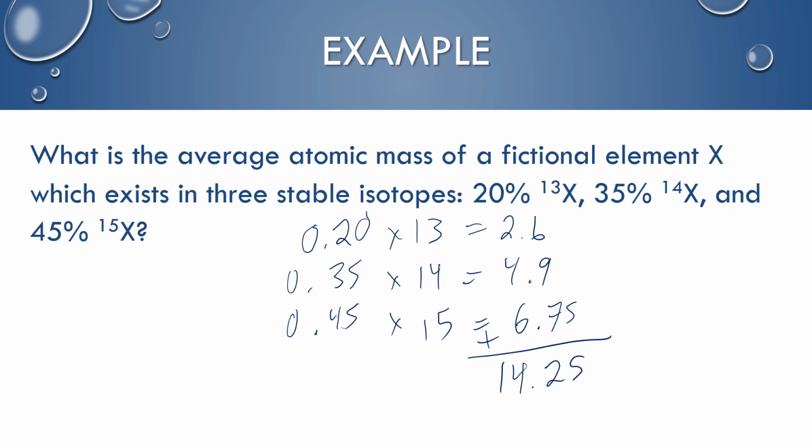So that's your overall strategy, and it works no matter how many isotopes you have. If you only have 2, or 4, 5, 6, you just add them all up at the end.